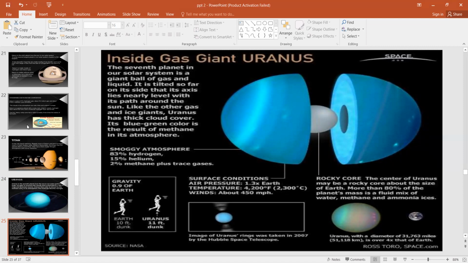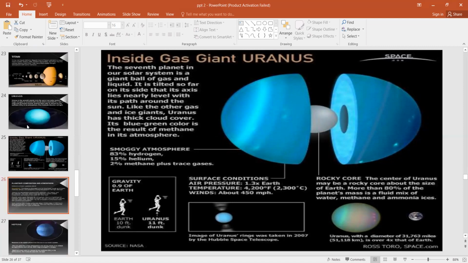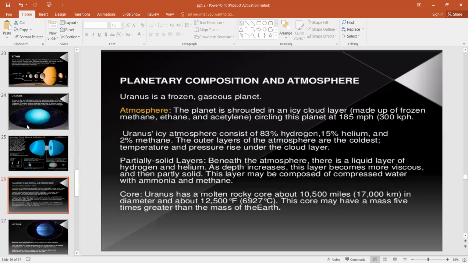And Uranus has a rocky core, and the center of Uranus may be around the size of Earth. And it is a fluid mix of water, methane, and ammonia ices. Uranus is a frozen gaseous planet.